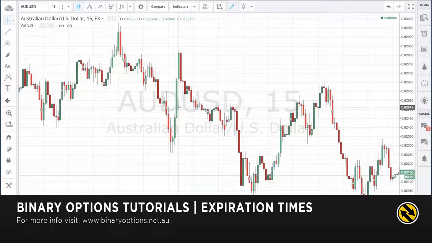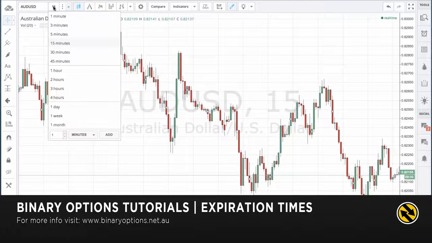This is tradingview.com, and here is the Australian USD asset or forex pair, and to the right of that is the current time frame that this chart is in, and as you can see here, there are various time frames available, all the way from 1 minute up to 1 month.